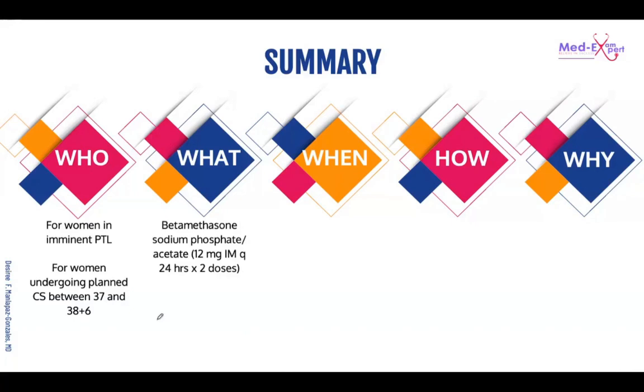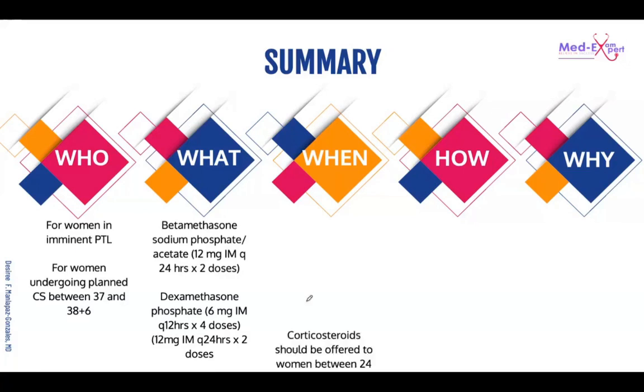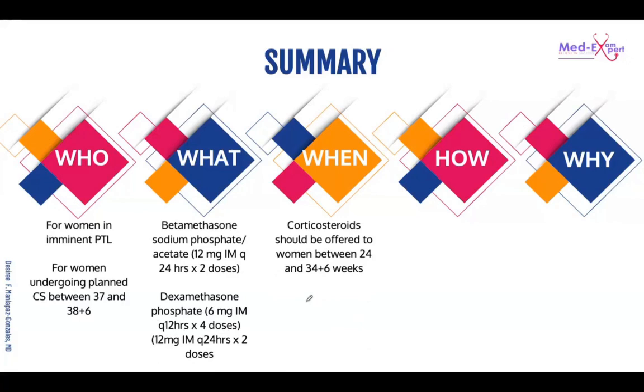Okay, so what do you give? It's betamethasone, sodium phosphate or acetate, 12 milligrams IM, every 24 hours for 2 doses. Or for dexamethasone, there are 2 options: 6 milligrams IM every 12 hours for 4 doses, or 12 milligrams IM every 24 hours for 2 doses. So dexa, we have 2 preparations. So when do you give it? 24 to 34 plus 6 weeks. Okay, and how do you give it? Why do you give it?